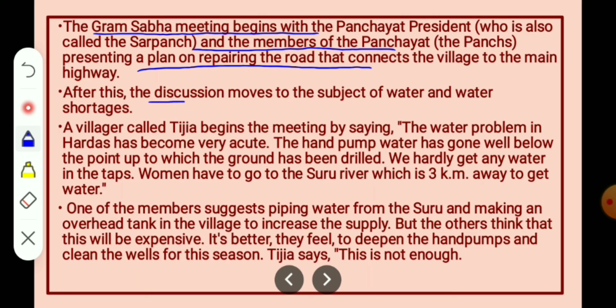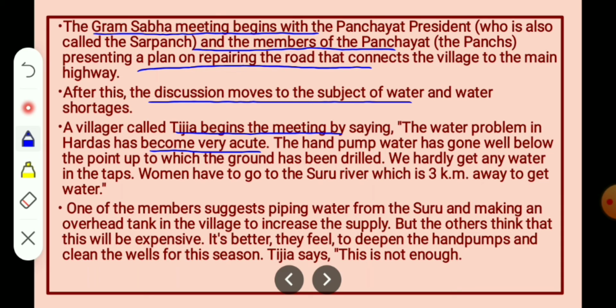After this, the discussion moves to the subject of water and water shortages. So after the discussion of road repairing, the discussion of water and water shortage has started. A villager called Tijia begins by saying the water problem in Hardas has become very acute. As I have told you, in Gram Sabha, all the people who come under the area of Panchayat can join in the meeting and ask questions of their representatives.